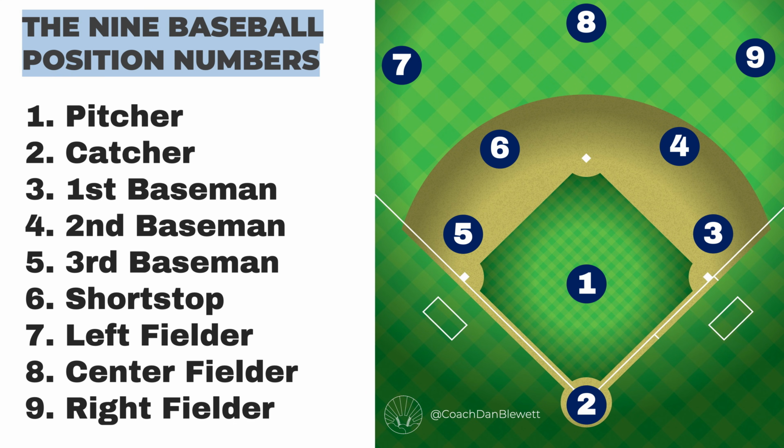So just to review, here are the 9 baseball position numbers again, 1 through 9. Again, this is important just for scoring for the most part. And if you're a youth coach starting out, or a young player and you just want to know, hey, when coach writes me in at 5 in the lineup, where does that mean I go?